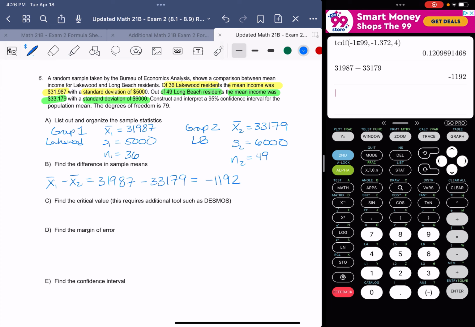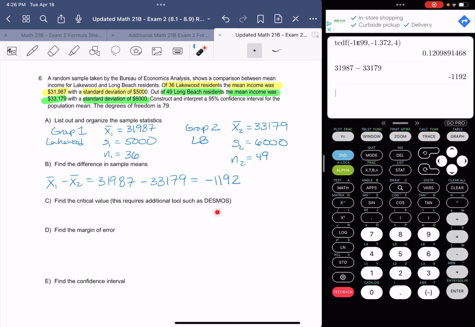Part C, find the critical value. Now remember, typically for the critical value, we would be using this table, correct? But this table only goes up to a degree of freedom of 20, whereas our degrees of freedom here is 79. This is an instance where it would require a new tool such as Desmos, okay? Will a question on the exam appear in which you can't find the critical value because it requires Desmos? No. All right. So this would require this.